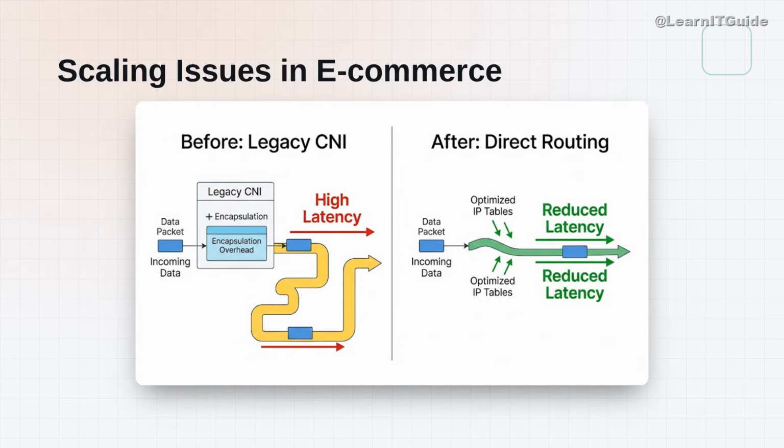So here is a real-world scenario. An e-commerce platform serving 5 million requests per hour faced significant network latency. They found their CNI plugin was using a legacy encapsulation method. This added a layer of overhead to every single packet. By switching to direct routing and optimizing their IP tables, they reduced latency by 30%. That is the kind of impact you get when you understand the networking layer.